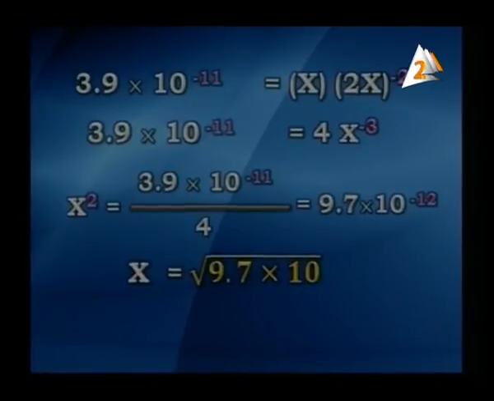This is important: here we have x cubed, and to change it to x we must find the cube root of 9.7 times 10 to the power of negative 12. Directly you have x equal to 2.136 times 10 to the power of negative 4. Good and great.